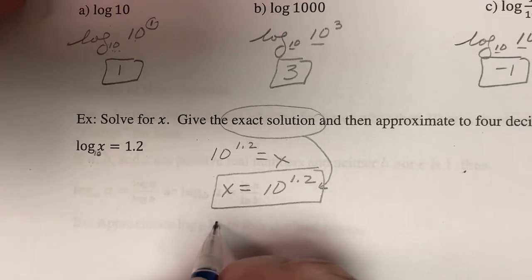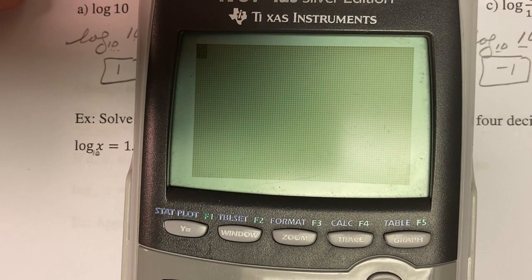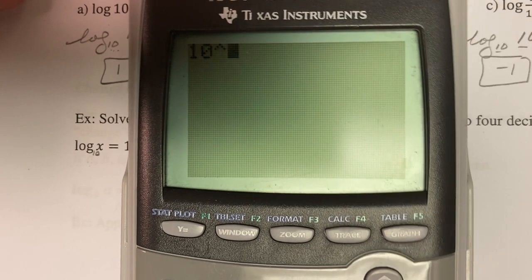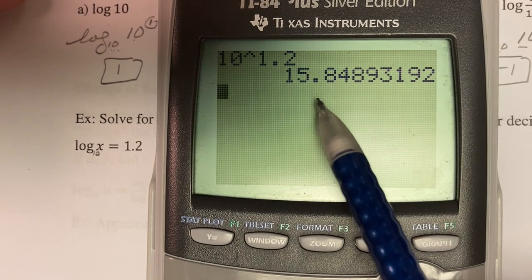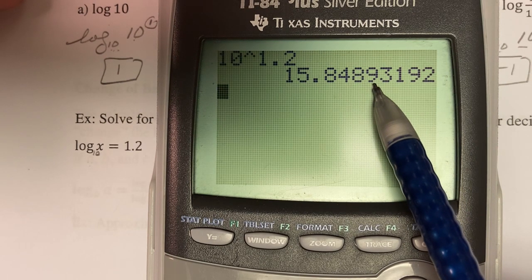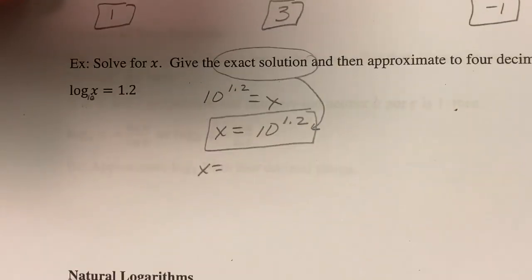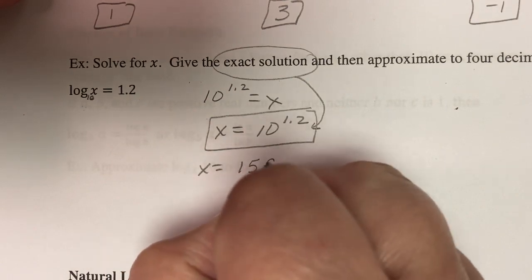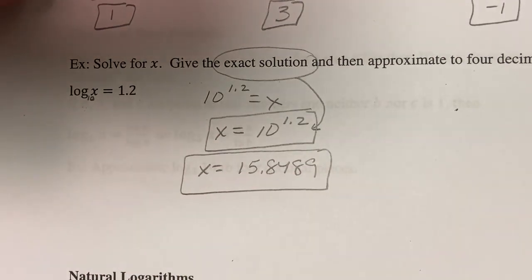To get the approximate solution, I'm just going to pop it into my calculator, and it says approximate it to the nearest 4 places. So I'm going to do 10 to the 1.2 power. And there it is. So if I go out to 4 places, 1, 2, 3, 4, what does the 3 do to the 9? It keeps it a 9. So it's going to be 15.8489. There's the approximate solution. So we just talked, there's 3 things in this section. Common logs is the first one. We're done.